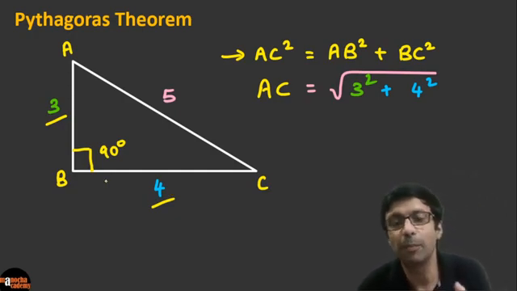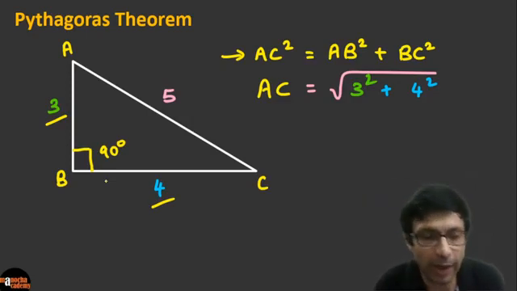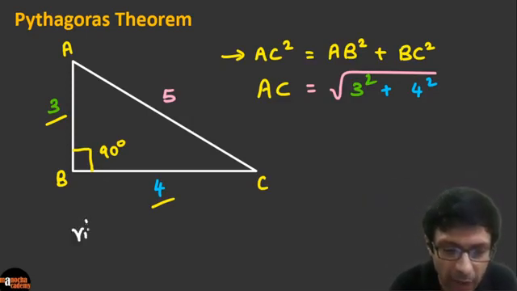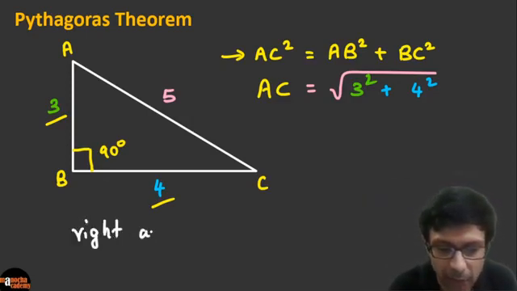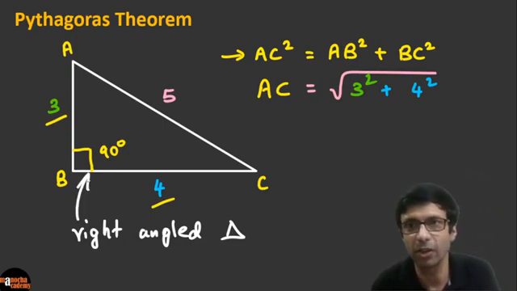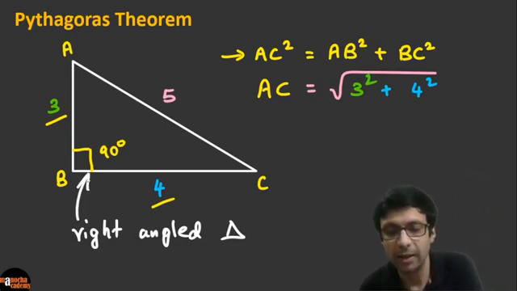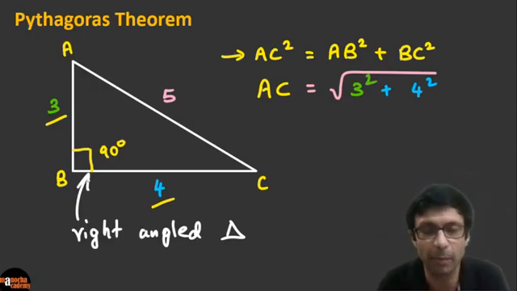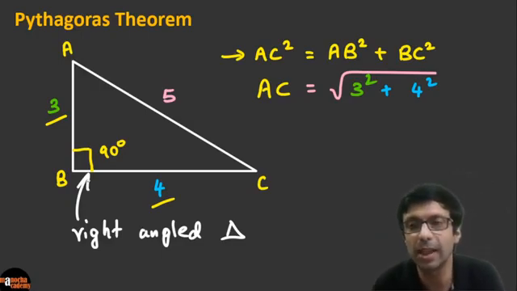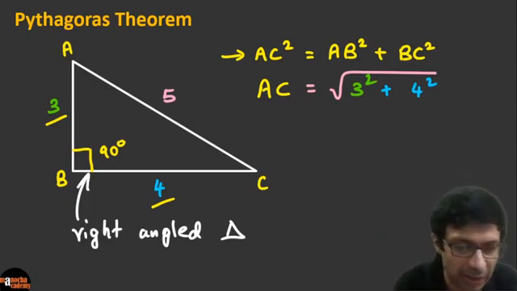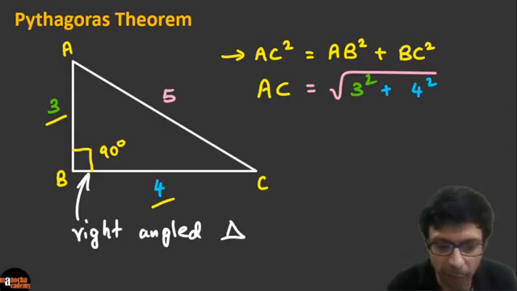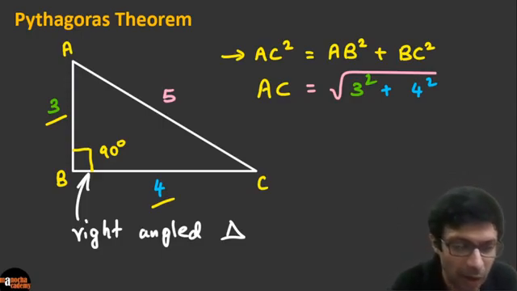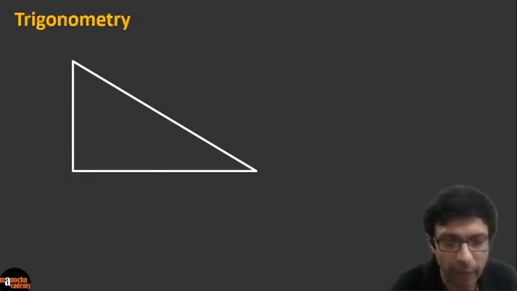Clear? So guys, the important thing here is that the triangle must be right angled, right? So we are looking at a right angle triangle. Can you see the 90 degree? Okay, so Pythagoras works for that, where AC square is AB square plus BC square. Clear? The hypotenuse square is equal to the sum of squares of the other two sides. I think all of you guys are familiar with Pythagoras theorem. Now let's look at what is trigonometry.